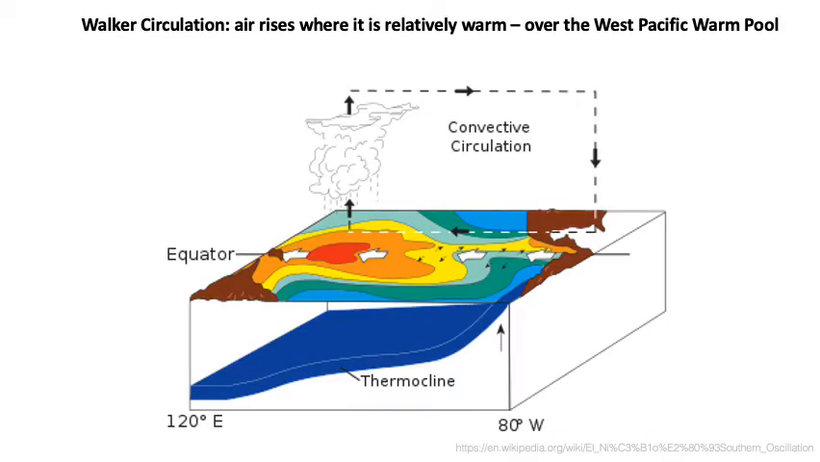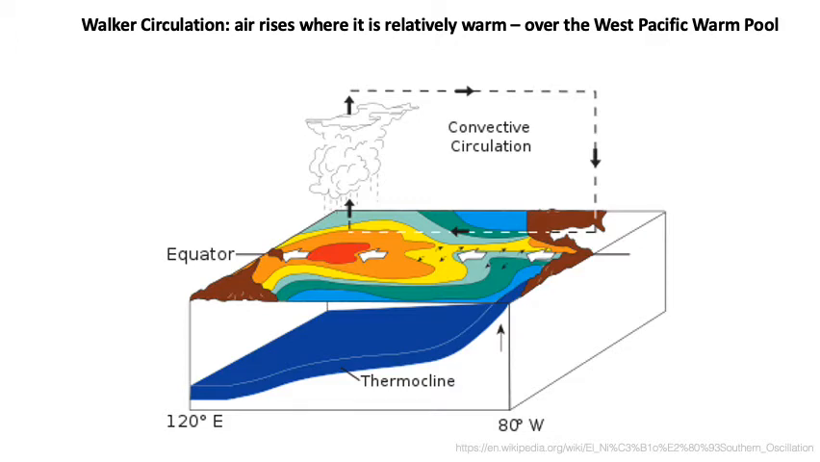All right, so first we're going to start with some basics about the Walker cell, or the Walker circulation. In general, it's a circulation like many things in the tropics with weak rotation. Air rises where it is relatively warm, which happens to be over the West Pacific warm pool. We're going to put some data to this.